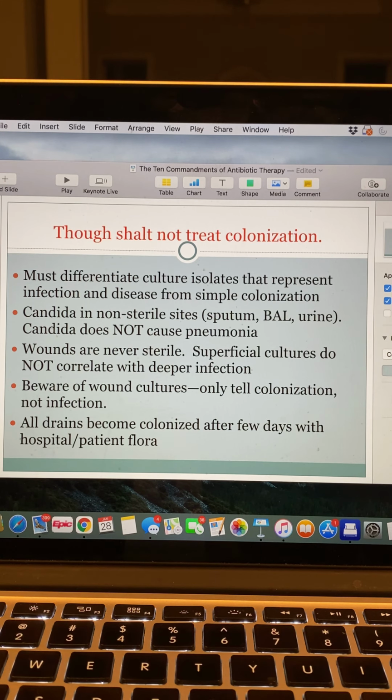Now, the lesson to learn here is do not treat colonization. You have to ask yourself, is this infection or is this colonization? So first of all, please remember that Candida in the sputum cultures or in the BAL samples, usually in the urine cultures, does not signify that it is a pathogen. Candida does not cause pneumonia. Candida in the sputum culture and BAL sample does not need to be treated. You will not find any cases of Candida pneumonia in immune-competent patients.